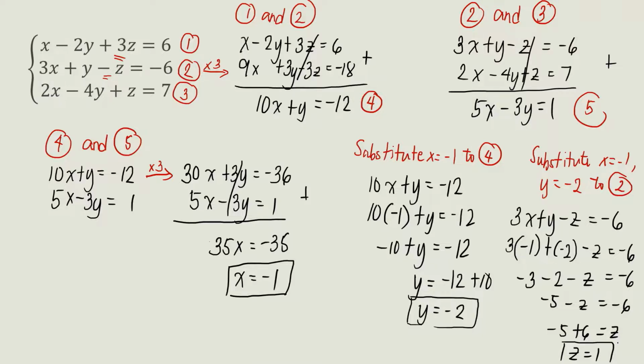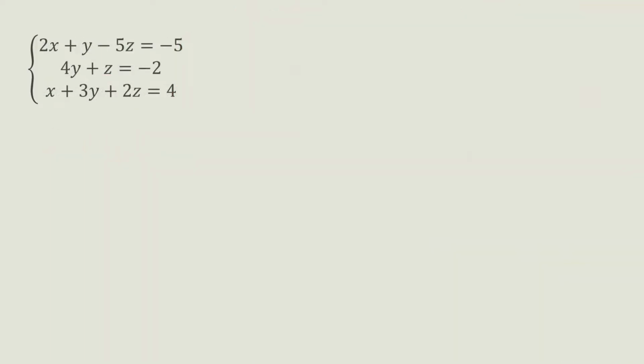Okay, last one. Let's do one. Let's have this given system here. 2x plus y minus 5z is equal to negative 5. 4y plus z is equal to negative 2. And x plus 3y plus 2z is equal to 4. So you can try solving it first, pause the video, and then once you're done, you can just continue and see whether you get the correct answer.